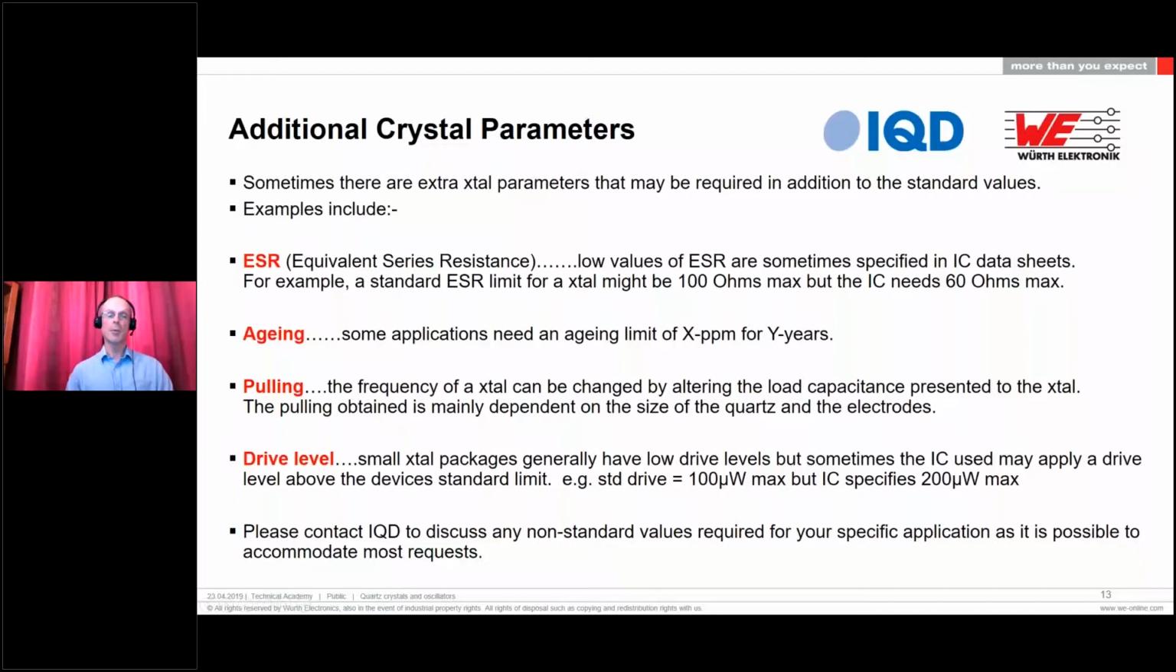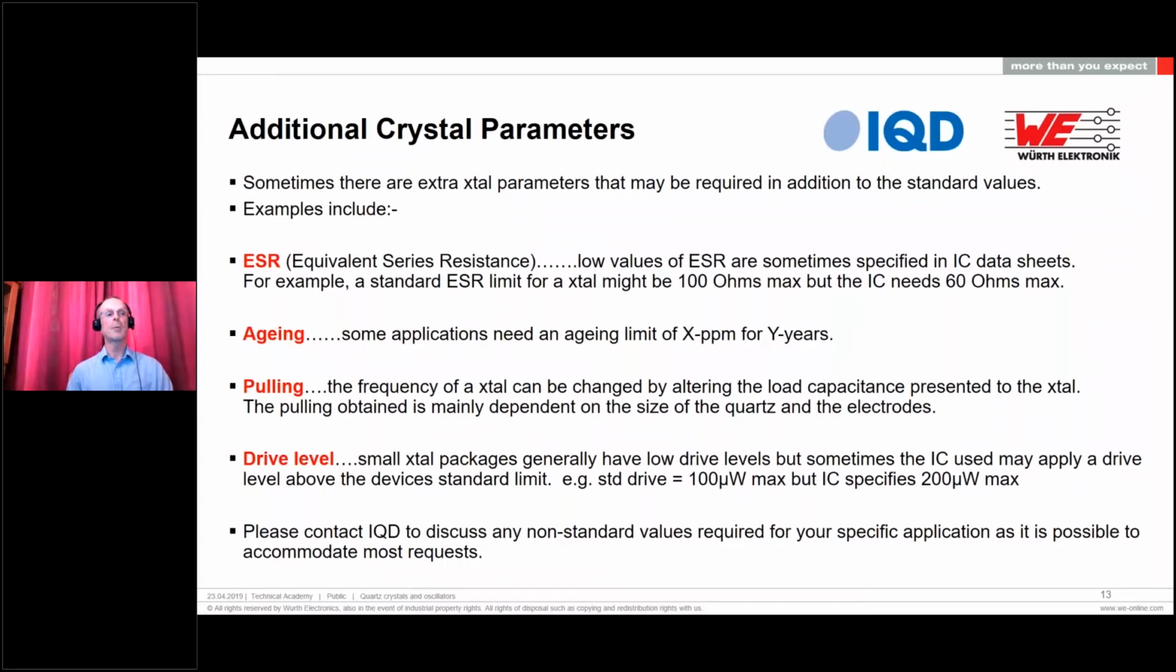Moving on from the 6 basic parameters that we need to specify a crystal, there are some other values that occasionally come into play as well, and I've just listed a few examples here. The first one is ESR, or equivalent series resistance. So low values of ESR are sometimes specified on integrated circuit data sheets. For example, a crystal might have a standard limit of 100 ohms max, but the IC needs 60 ohms max. Some applications need a particular aging spec of X ppm for Y years. You may have another application that needs the crystal to be pulled, i.e. the frequency of a crystal can be changed by altering the load capacitance presented to the crystal. The pulling obtained is mainly dependent on the size of the quartz and the electrodes.